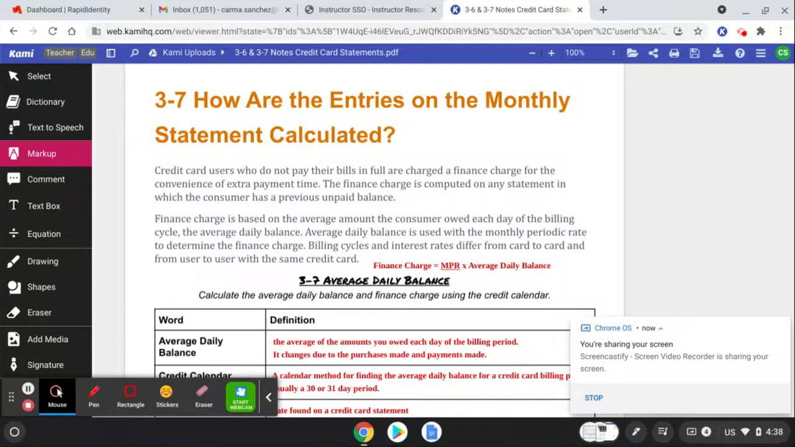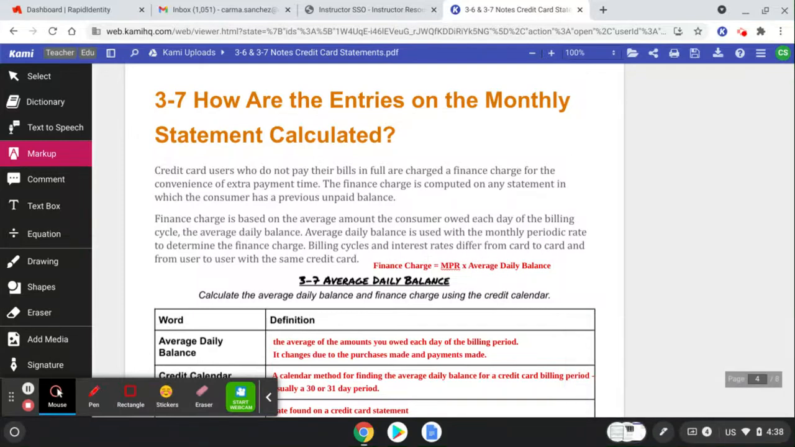Here we are on the 3-7 notes. How are the entries on the monthly statement calculated? Credit card users who do not pay their bills are charged a finance charge. For the convenience of the extra time, this finance charge is computed on any statement in which the consumer has a previous unpaid balance. The finance charge is based on the average amount the consumer owed each day of the billing cycle, known as the average daily balance.